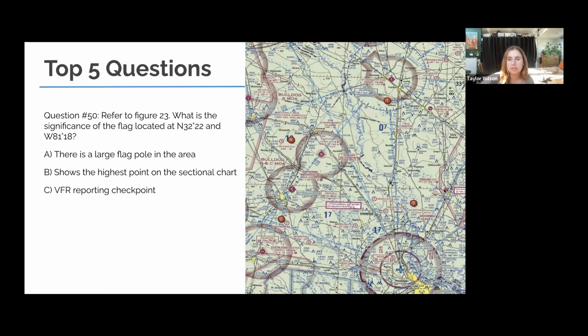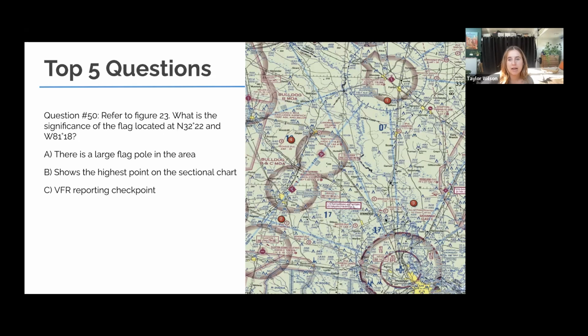So we have 81 degrees, 18 minutes. We know this is a 10-minute mark. This is a 20-minute mark. So if we just work back 2, that gives us 18 minutes. So we draw this line straight down and then we intersect it here.